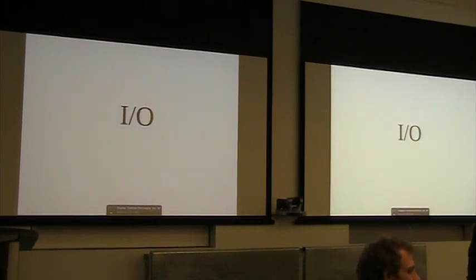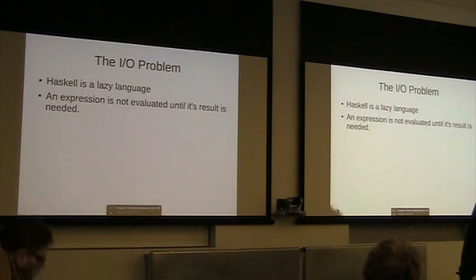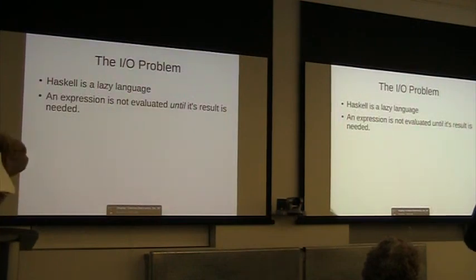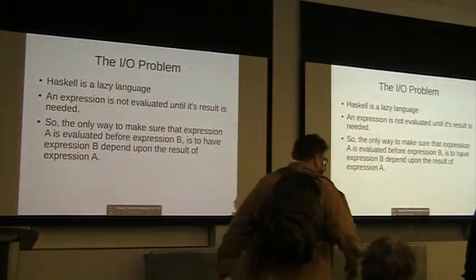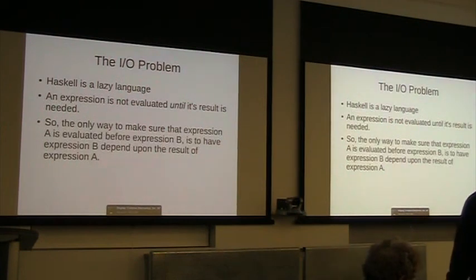Because this is the one everybody's been waiting for, the monad that you pretty much hit immediately. You go, how do I write hello world in Haskell? Well, welcome to the IO monad. So the IO problem is Haskell is a lazy language, by which I mean stuff only gets evaluated when it absolutely needs to get evaluated, no sooner, and only if it needs to be evaluated. So the only way to make sure expression A is evaluated before expression B is to make expression B actually depend upon the result of expression A.